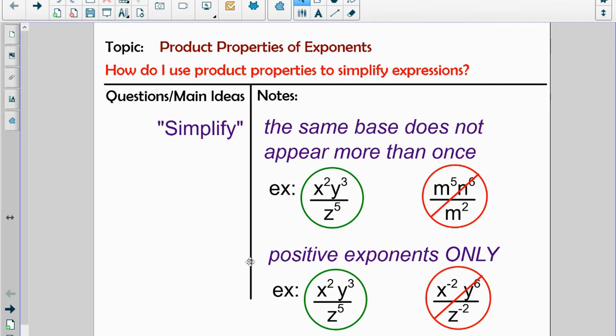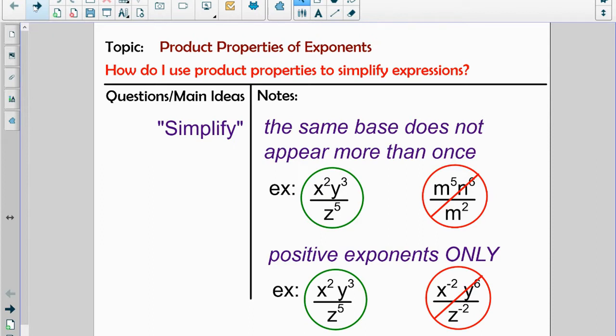And through the course of this unit, we'll learn how to simplify something like that. The second thing that simplify means with exponents is that you can only have positive exponents. If you have any negative exponents, the expression is not simplified, and there's something more that we need to do. So an example, we have positive exponents on x, y, and z. In the non-example, we have negative exponents on x and z, where we would have to do something to turn those into positive exponents.